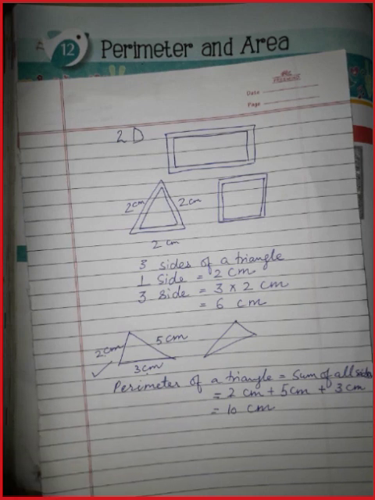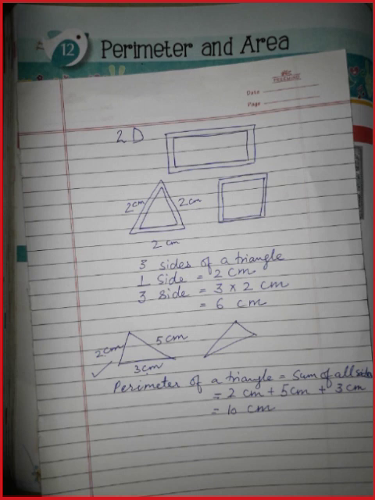It's very easy to find out. You have to add all the sides. Sum of all sides is perimeter of a triangle. Same as with hexagon, pentagon, septagon, octagon, nonagon, etc. Okay, sum of all sides. If all sides are same, so 9 sides are there in nonagon, you will multiply by 9.